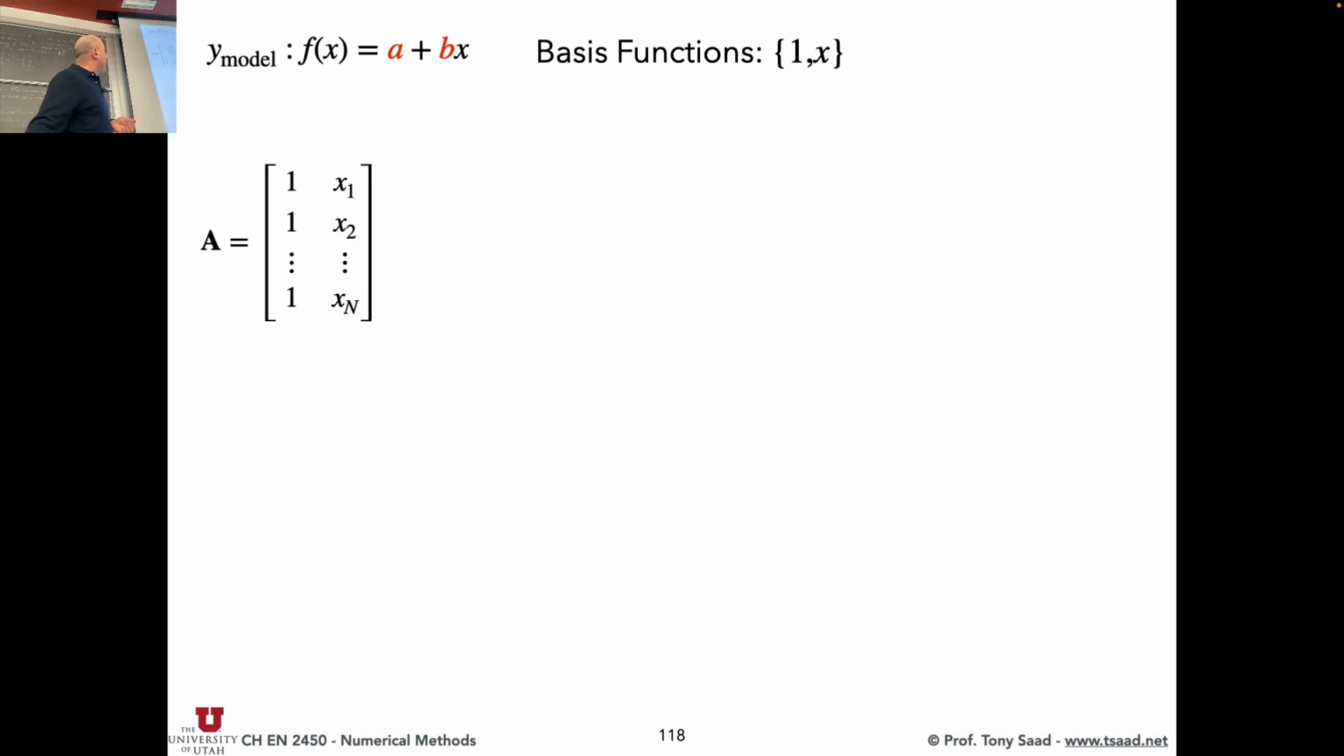I'm going to do it with you now, OK? So first, you write your model, a plus bx. Next, you list your basis functions. Basis functions are 1 and x, OK? Your regression matrix A looks like this. In the first column, it contains the first basis function, 1. And in the second column, it contains the second basis function, which is x.